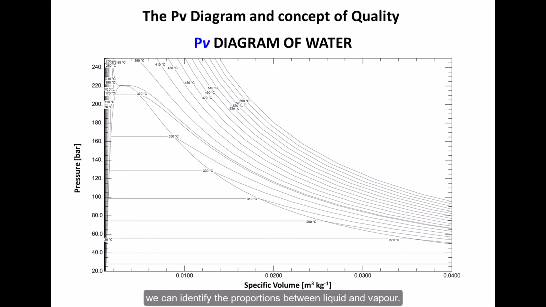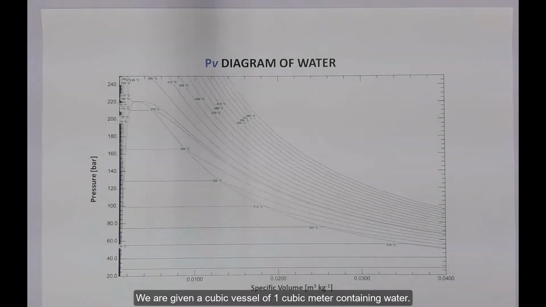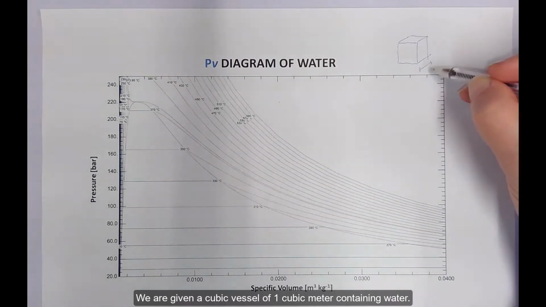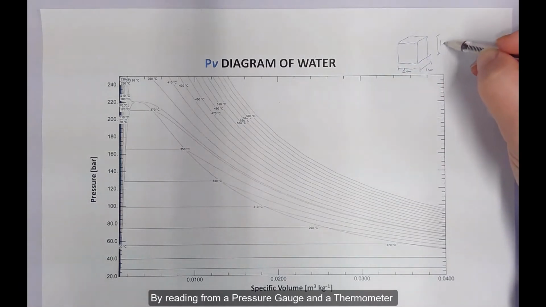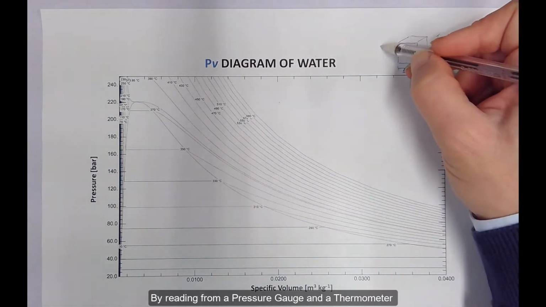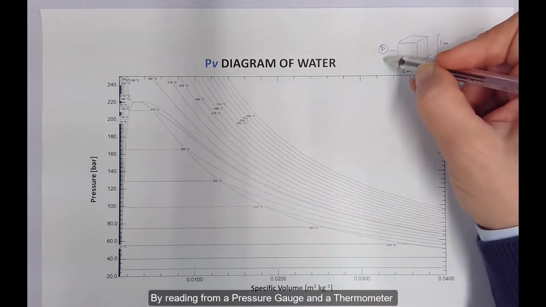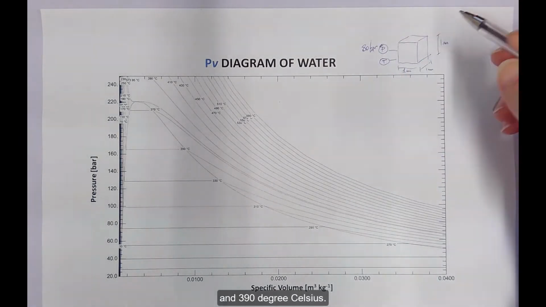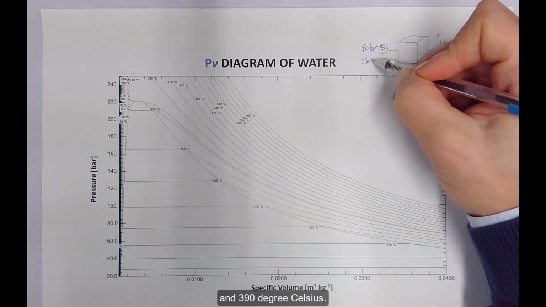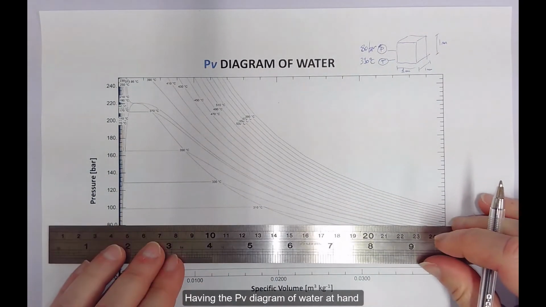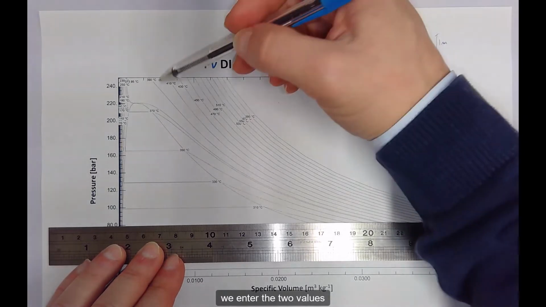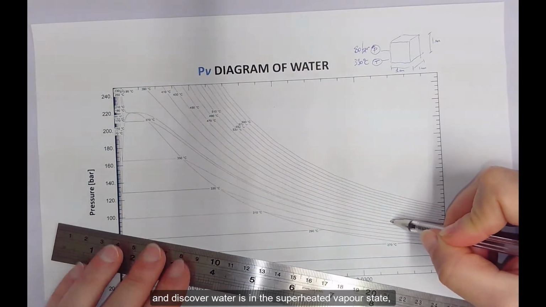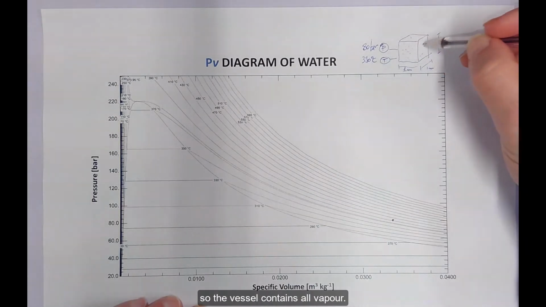liquid and vapor. We are given a cubic vessel of 1 square meter containing water. By reading from a pressure gauge and a thermometer, we know that water is at 80 bar and 390 degrees Celsius. Having the PV diagram of water at hand, we enter the two values and discover water is in the superheated vapor state, so the vessel contains all vapor.